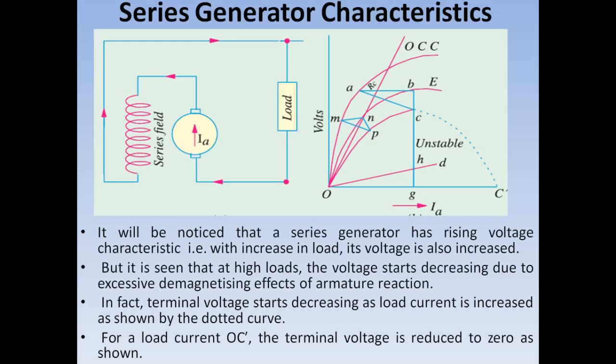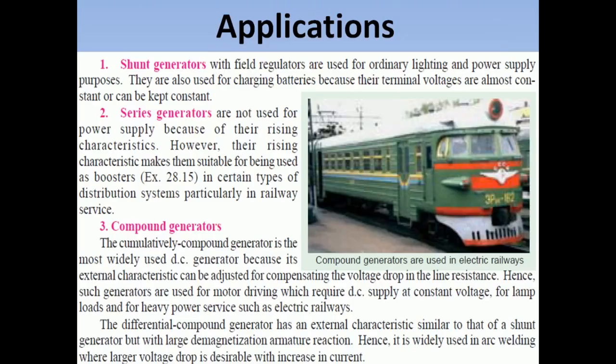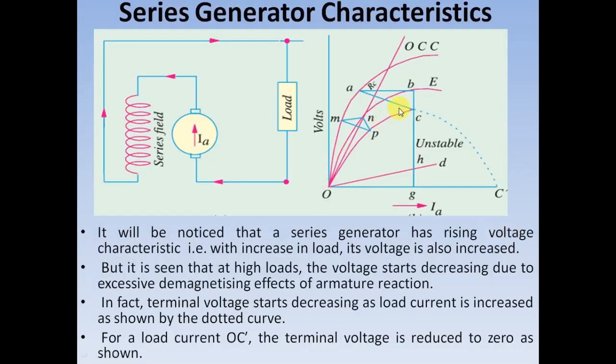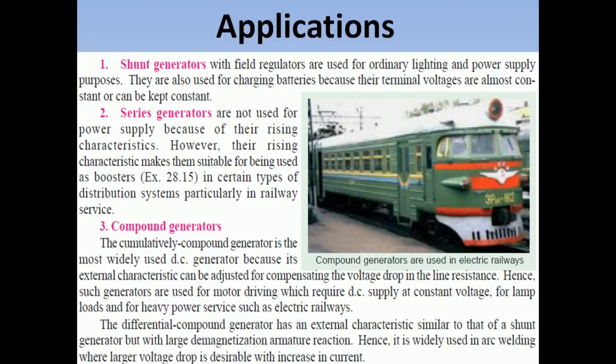Next we are going to study the applications of these types of generators. The suitability of a particular generator for a particular application is decided from its characteristics. As you see in the characteristics of a DC shunt generator, the terminal voltage almost remains constant, hence it can be used for charging batteries and for any other applications where the terminal voltage is constant. In the last slide we have seen that series generators have rising characteristics. This is actually the external characteristics and it is a rising characteristics. This makes it suitable for booster applications.